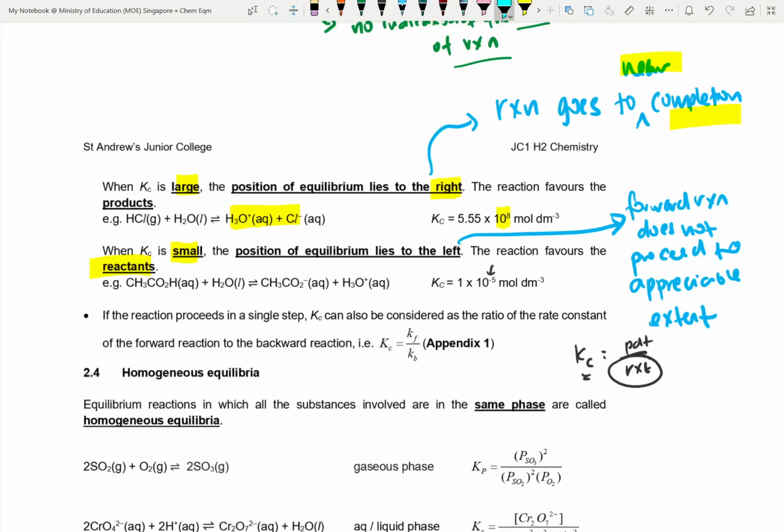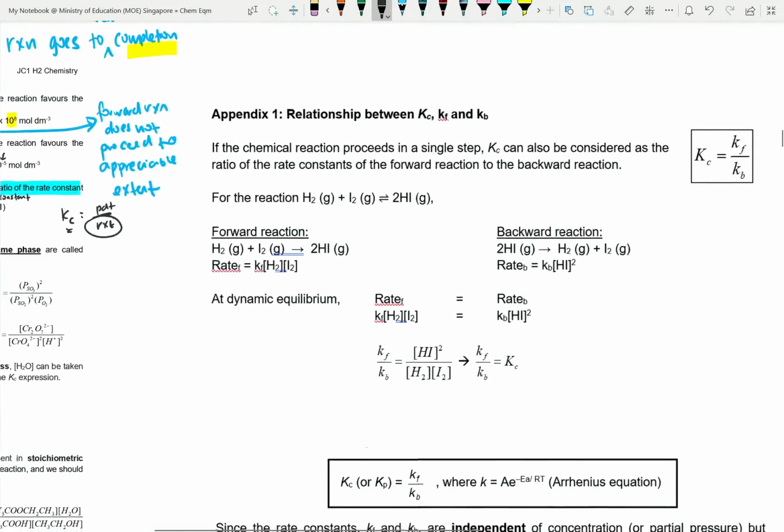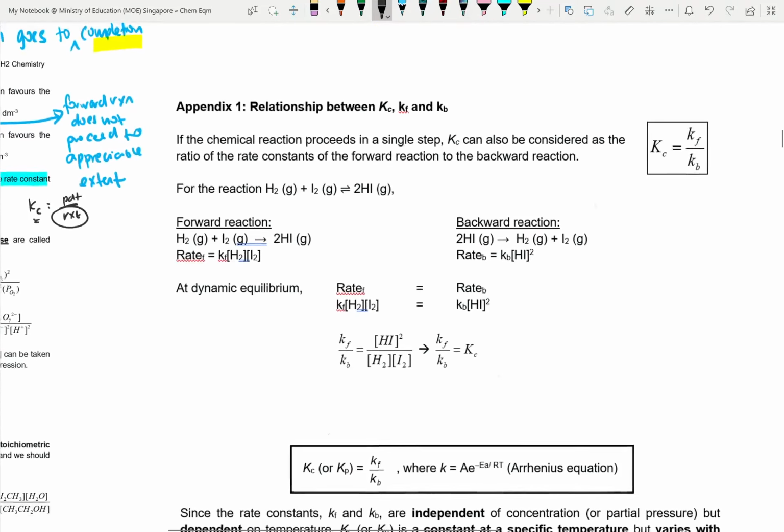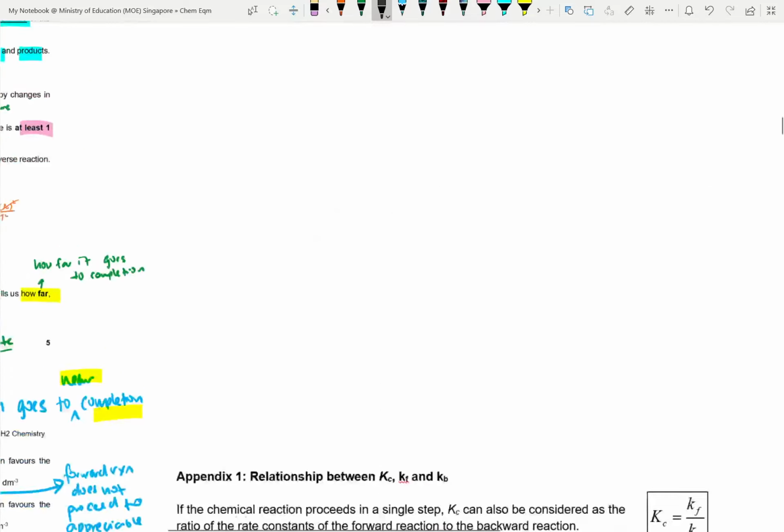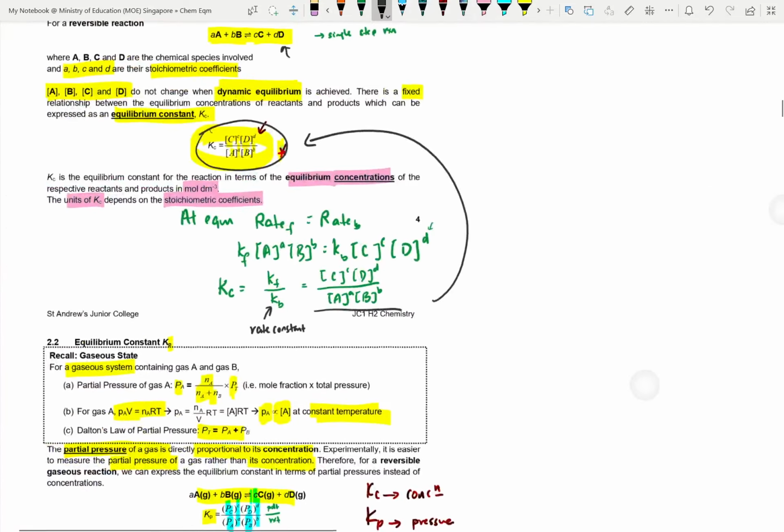So if the reaction proceeds in a single step, the Kc can also be considered as the ratio of the rate constants, where Kc is simply the ratio of Kf over Kb. This K here represents the rate constant. This is taken from your appendix, and it is actually the same as what I have written in green here just now.